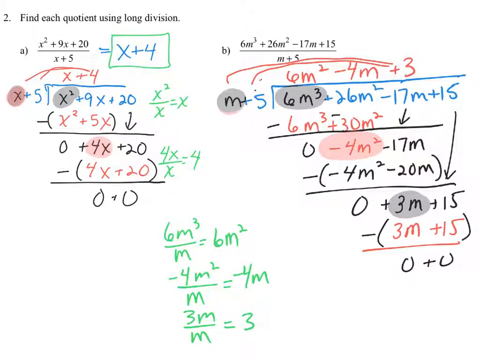So here we have a remainder of 0, and our final answer is 6m squared minus 4m plus 3. That is the quotient when we divide the polynomial 6m to the third plus 26m squared minus 17m plus 15 by the binomial m plus 5.